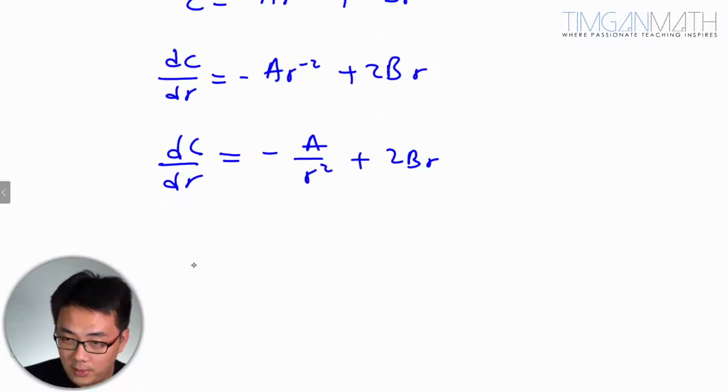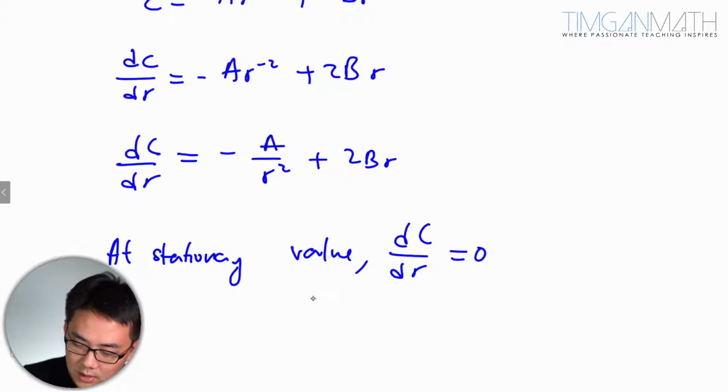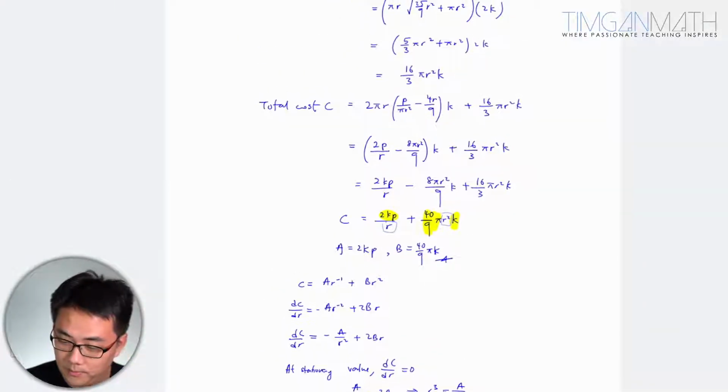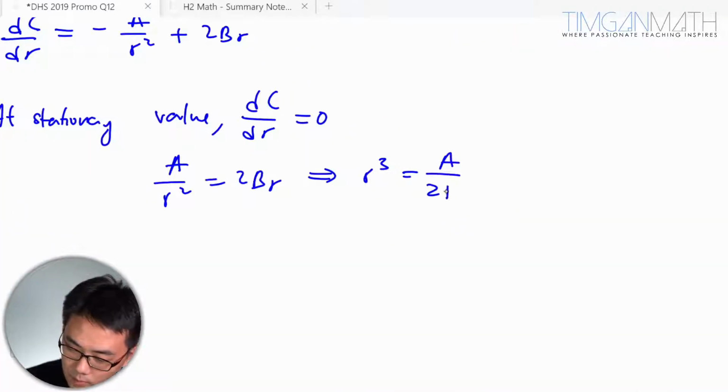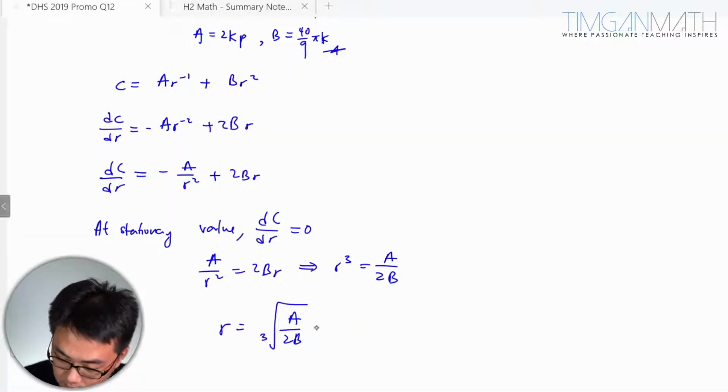So in this case at stationary value, dC/dR equals 0. So this will be A over R squared equals 2BR, and then basically R cubed is equal to A over 2B, and R would just be the cubic root of A over 2B. So in this case, only then I replace my A and B in. My A would be 2KP, 40 over 9 pi K.